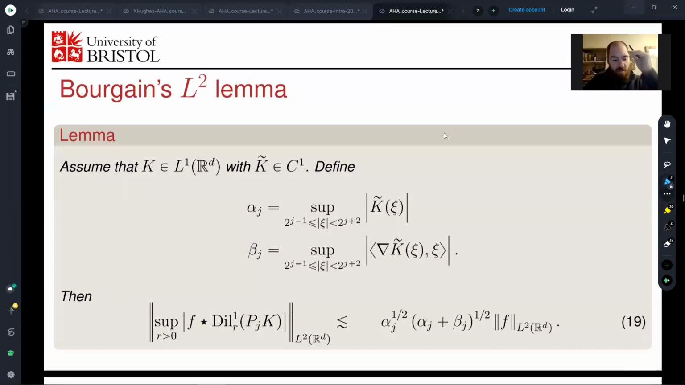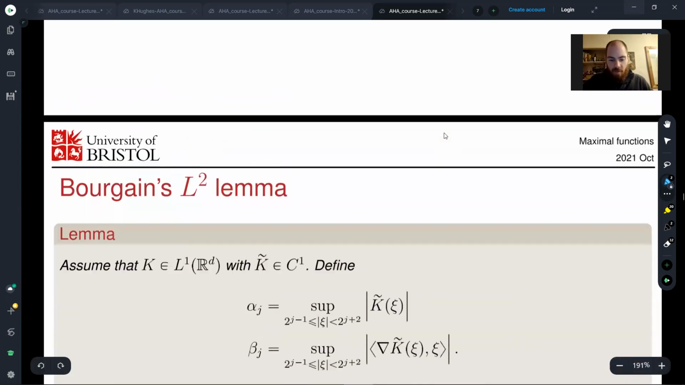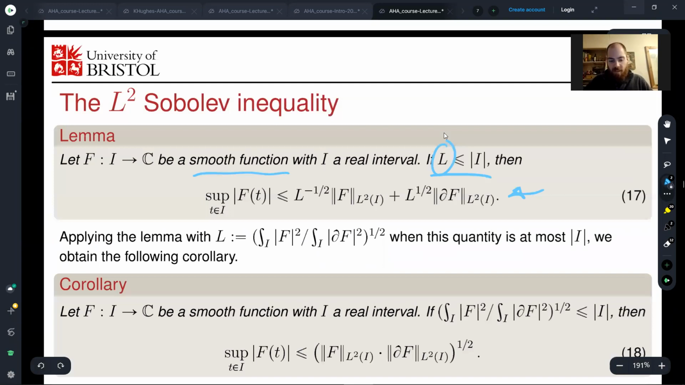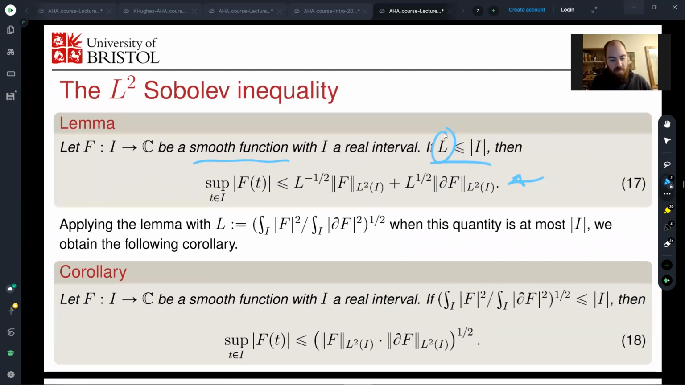Great, so this is lecture 11, where we continue and hopefully finally prove Stein's theorem for the spherical maximal function. Previously, we saw this L2 Sobolev inequality. Why is it called a Sobolev inequality? It's because I'm relating some L infinity norm to L2 norms, and I can control this L infinity norm by those two L2 norms, one of which incorporates the derivative of my function.